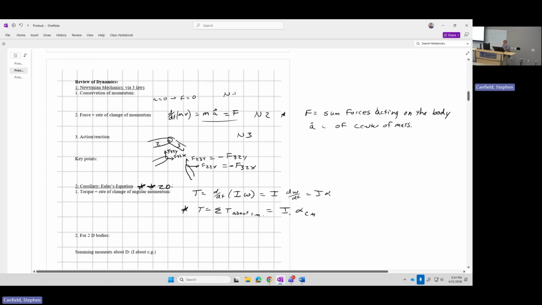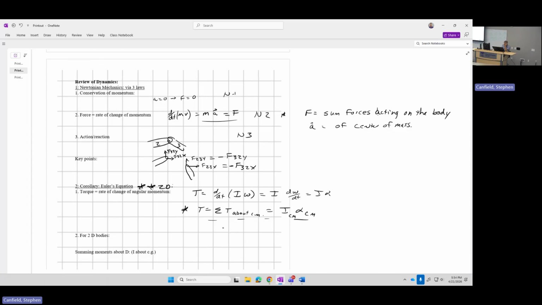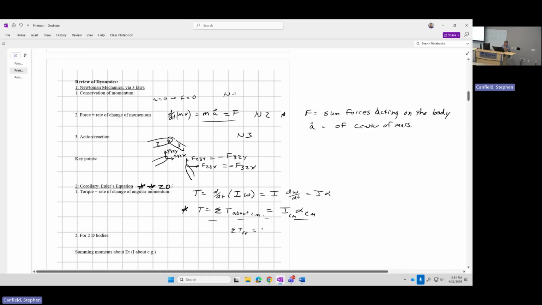And then the I correspondingly has to be taken with respect to the center of mass. Now, there are a couple special cases. You can take this about a fixed point. There's a special case where you can take the sum of torques about a fixed point and say that's I about the fixed point times alpha.